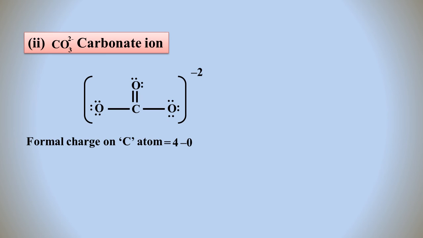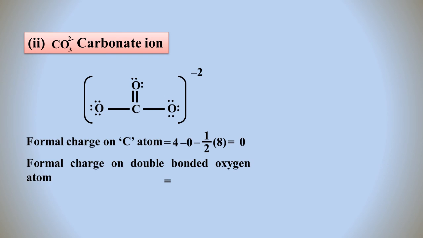4 minus, if we mention that make a bond, we have all make a bond, so minus 0, and minus half times all make a double bond, so we have here 8, half times 8 equals 4, 4 minus 4 equals 0. This is for the carbon atom.